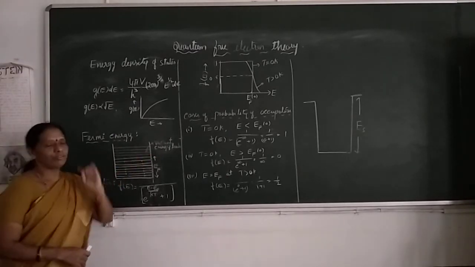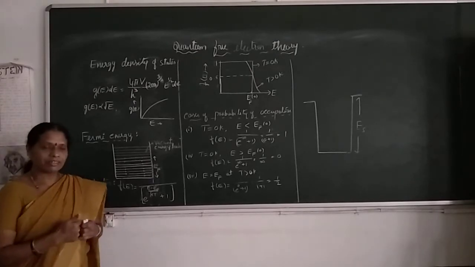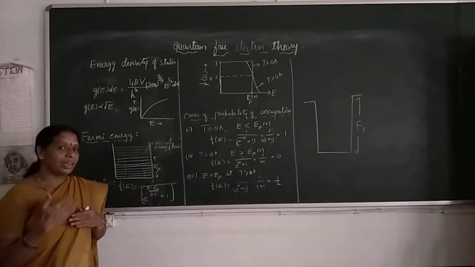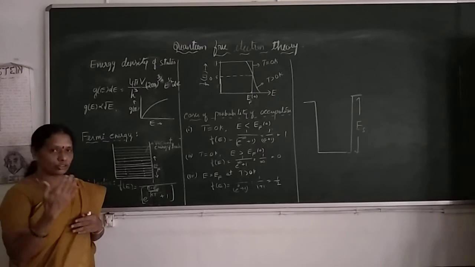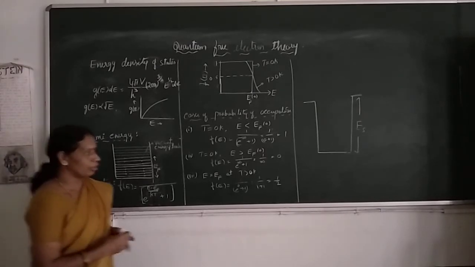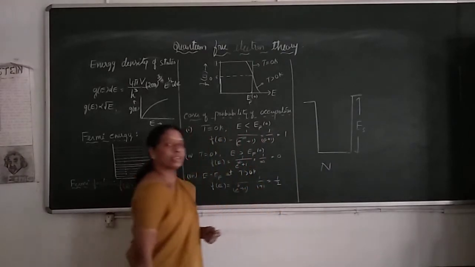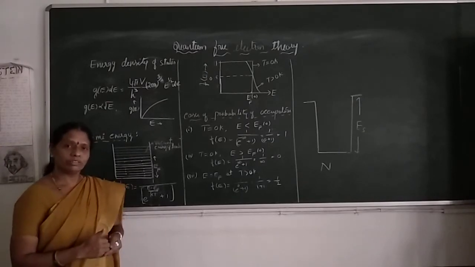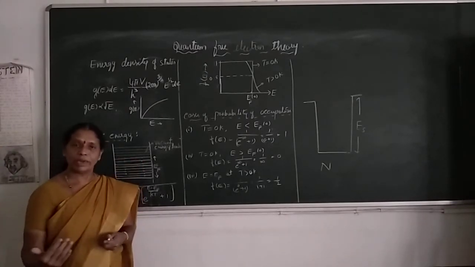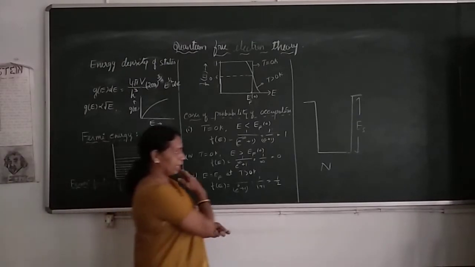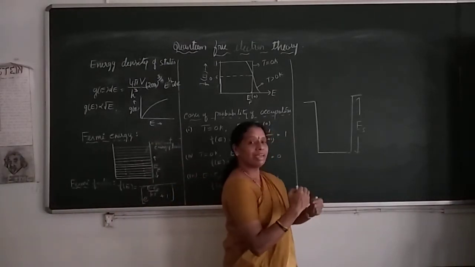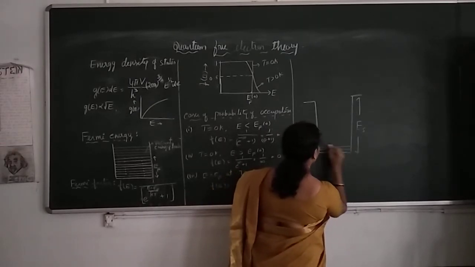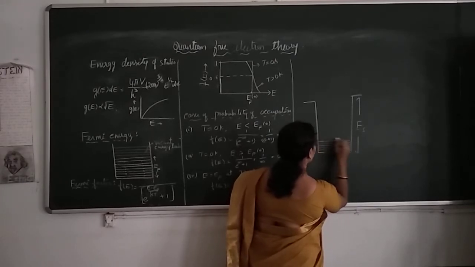Next is about the Fermi energy. In a metal, suppose there are n atoms. Then we find n energy levels available for the electrons to occupy. The electrons occupy those energy levels by obeying Pauli's exclusion principle. As we discussed, the energy levels are grouped to form the energy band. Inside the potential, these energy levels are very closely spaced, and they form a band.